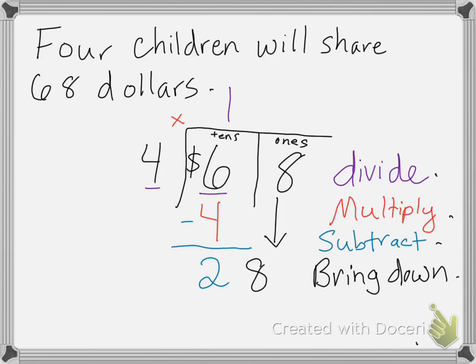So 4 times 7, so we have 4 can go into 28 7 times. 4 times 7, we're going to multiply now. 4 times 7 is 28. I subtract and I get 0. So 28 minus 28 is 0. We have divided all of the money and have nothing left over. So my answer is going to be $17.